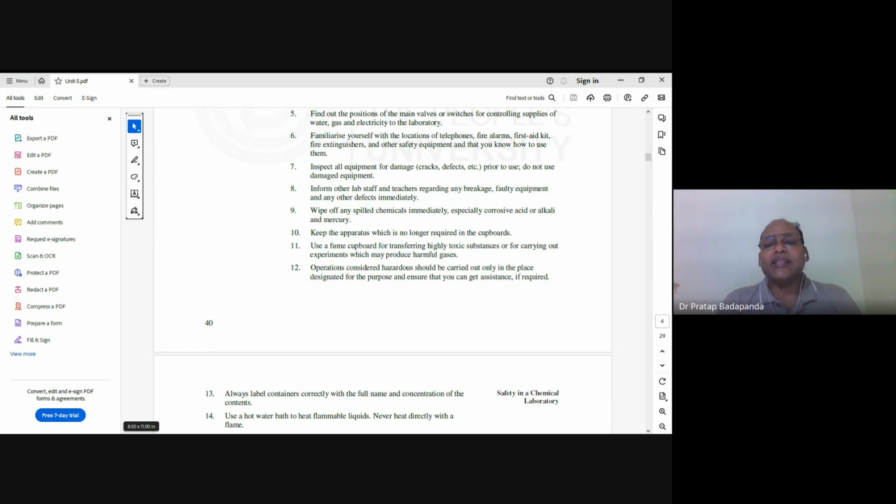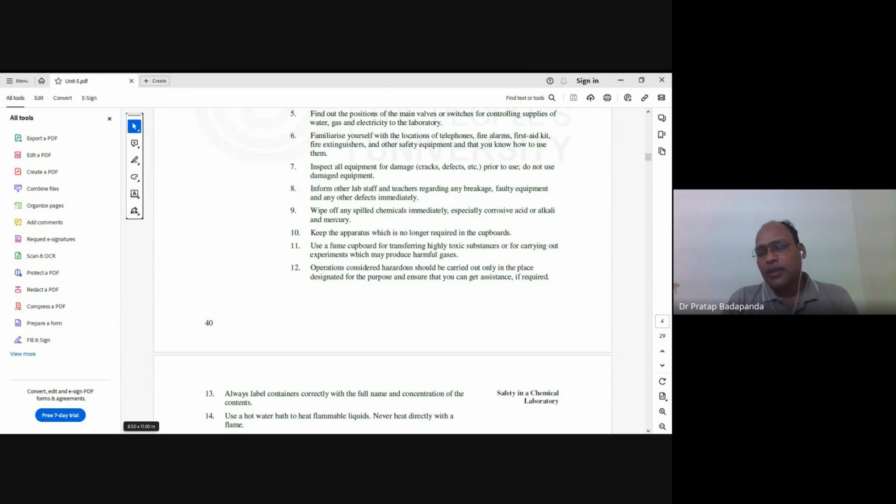Wipe up any spilled chemicals immediately, especially corrosive acid, alkali and mercury. Sometimes a workstation contains concentrated acids, so if there is any on your workstation, wipe it out. You have to remove it, otherwise your hand may touch it, or some kind of corrosion may arise on that surface. So be careful about that. You should wipe it out.